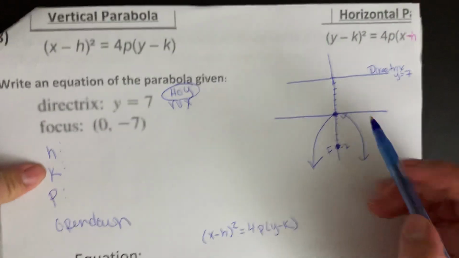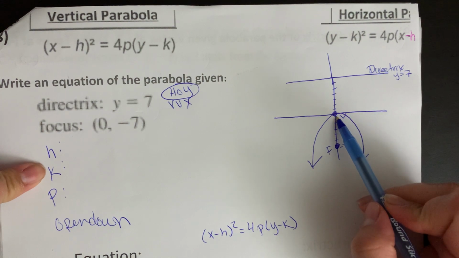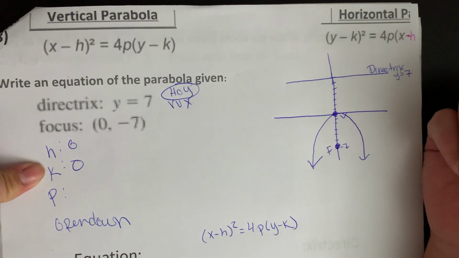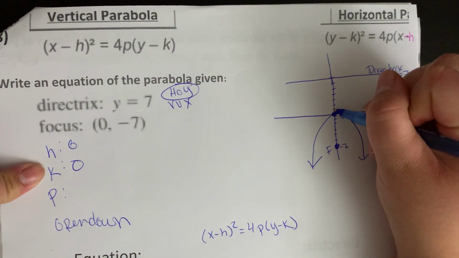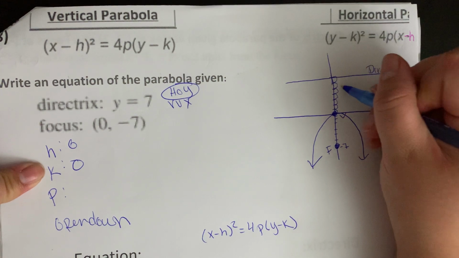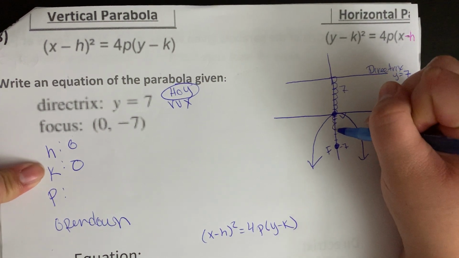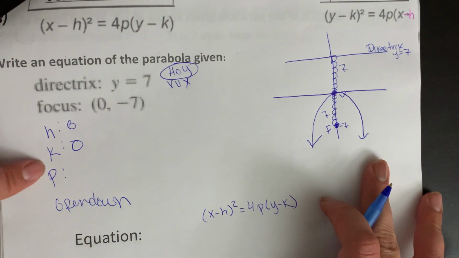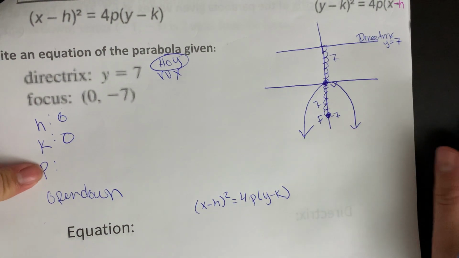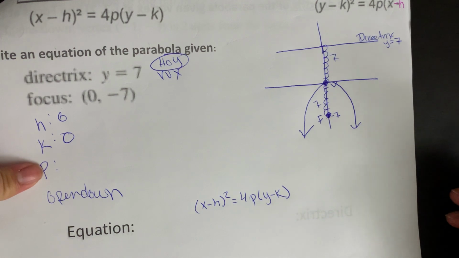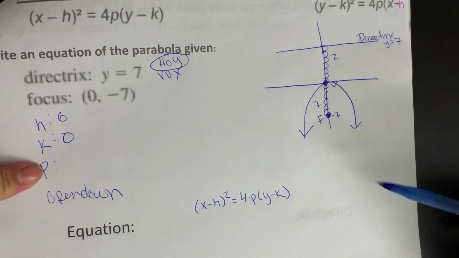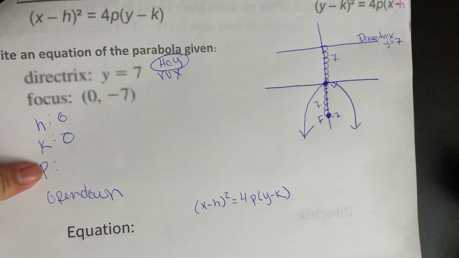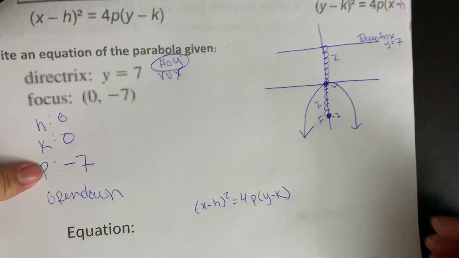So now we have an h and a k. Our h and k is at the origin, which is 0, 0. And you were probably even able to figure out your P. You just count 1, 2, 3, 4, 5, 6, 7. Now, you need to know if that's going to be a positive 7 or a negative 7. Now, remember, this is where your mathematical logic comes in. If it's going down, what's down? Positive numbers or negative numbers? Negative. So your P is a negative 7.